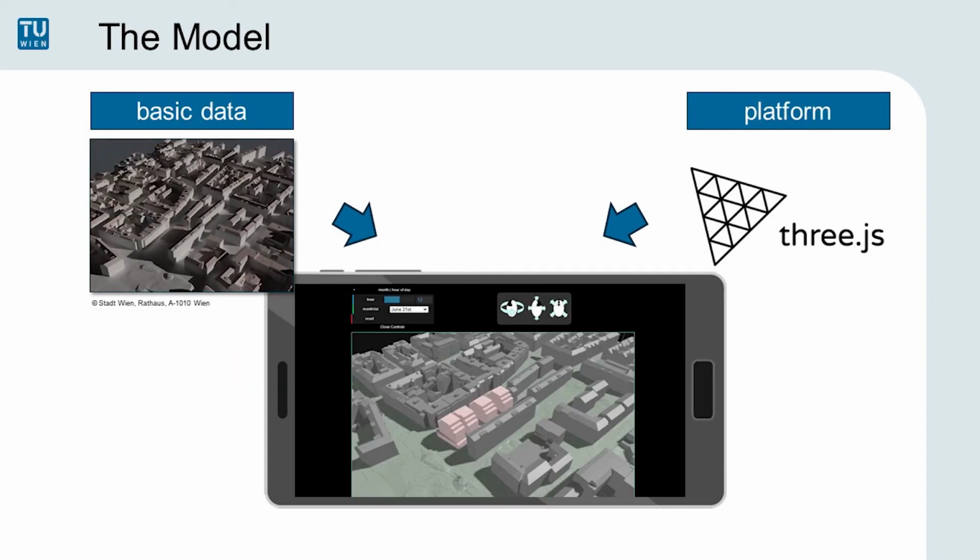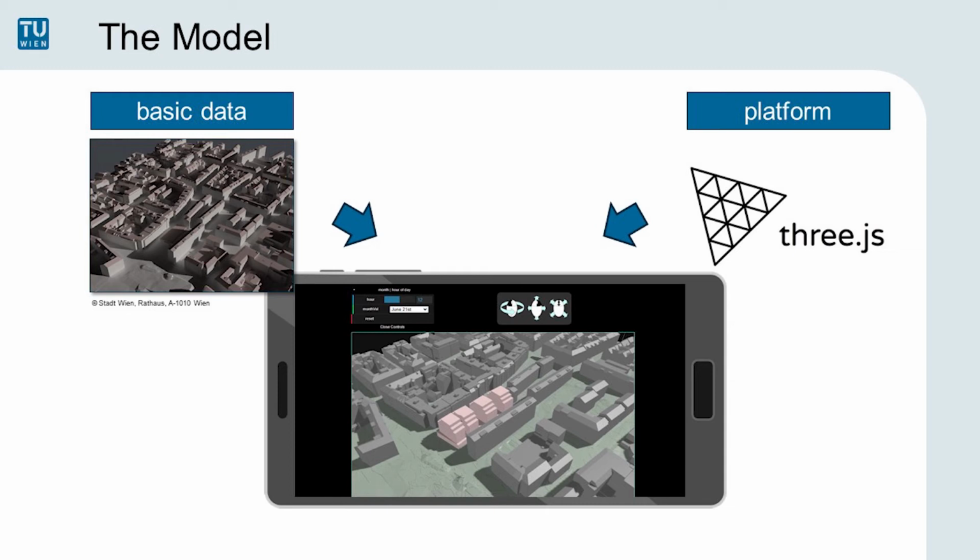In more detail, the model comprises several aspects. First, the availability of basic data is crucial. In Vienna, we have free access to the LOD2 data of all buildings. In short, the as-is state is available in 3D, including rooftops. The same applies to the terrain.